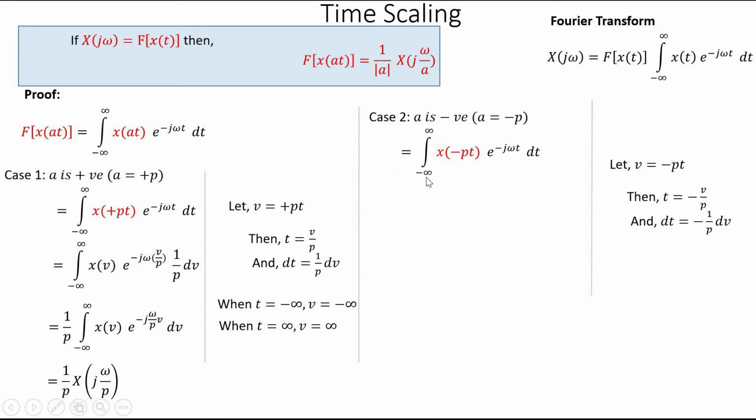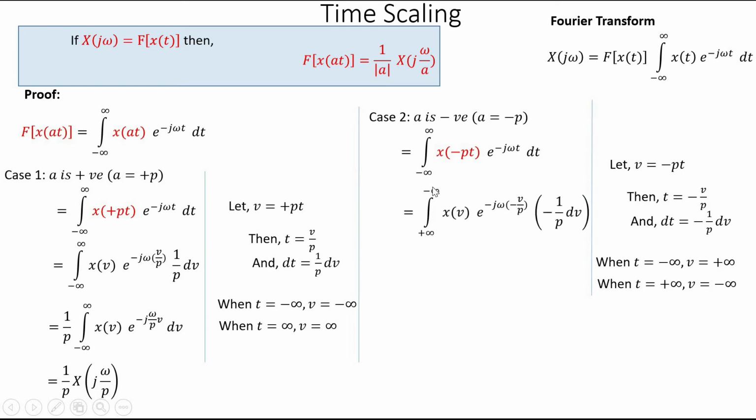So if you are considering the limits minus infinity to infinity, when t is equal to minus infinity, v is equal to minus into minus infinity, so it becomes plus infinity. p is a constant, it will not change anything. Minus into minus becomes plus. So when t is minus infinity, v is plus infinity, so the lower limit is changed. When t is infinity, v is minus into plus infinity, so it becomes minus infinity. So the limits change into plus infinity to minus infinity.